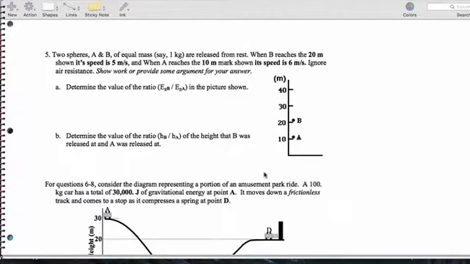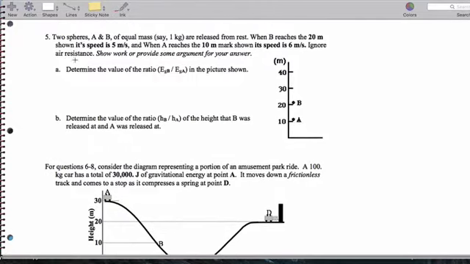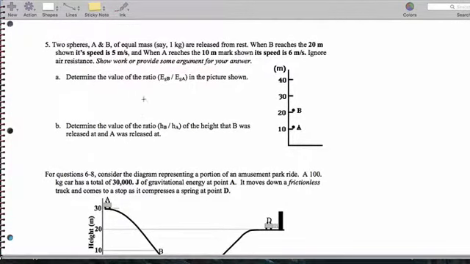All right. So here we have two spheres, 1 kilogram, released from rest. And I thought I changed this one, but I guess not. So we're just going to work through it just to be safe. So we want the ratio of EGB to EGA in the picture shown.